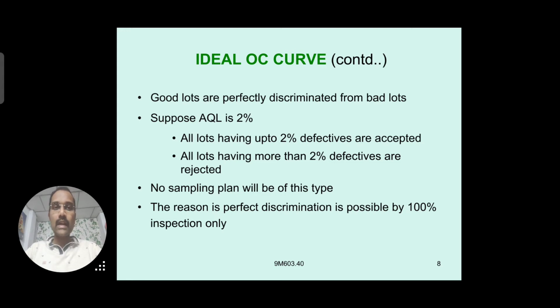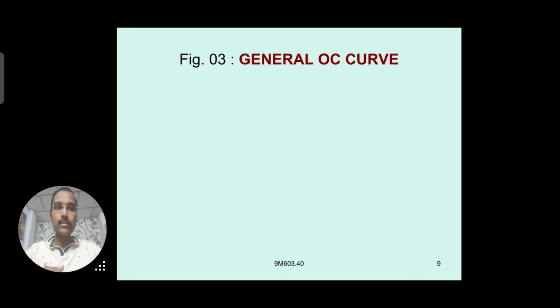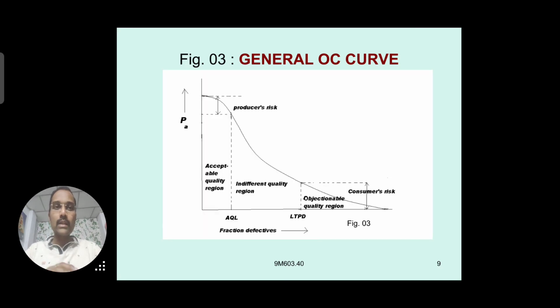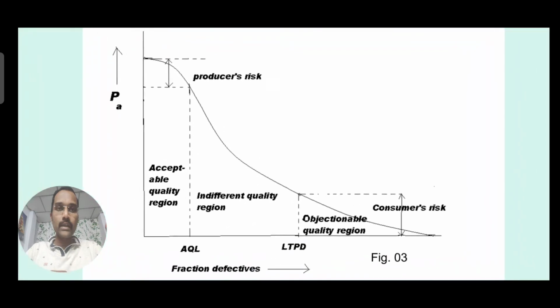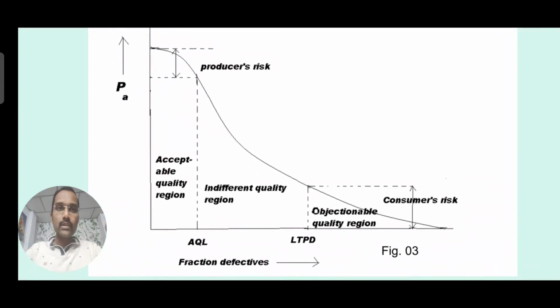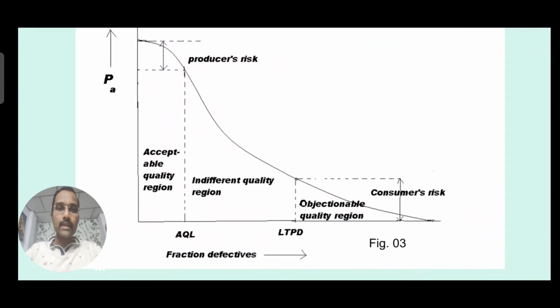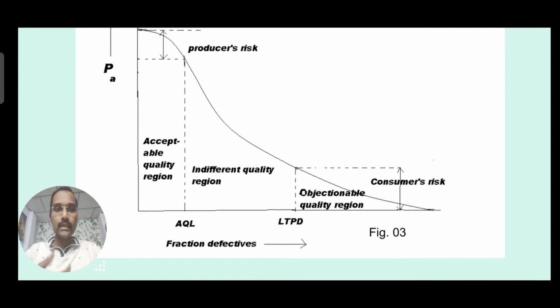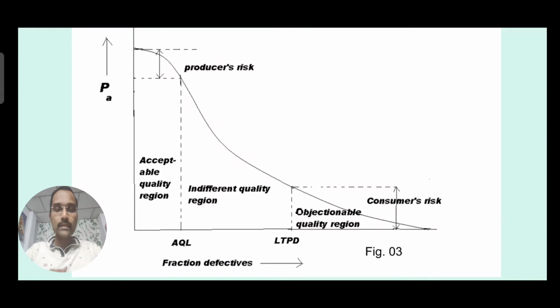Okay, so this is described just for ideal purposes, the ideal operating curve. The actual general operating curve can be described here. You can see some graphical representation made here, and you can observe what is included in this graph. Again, the same case: fraction defective is taken on the x-axis and probability of acceptance on the y-axis. There will be three regions noted here.